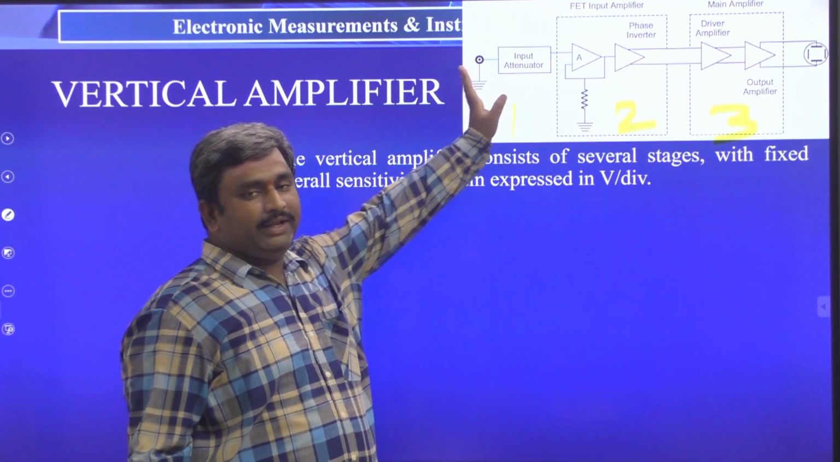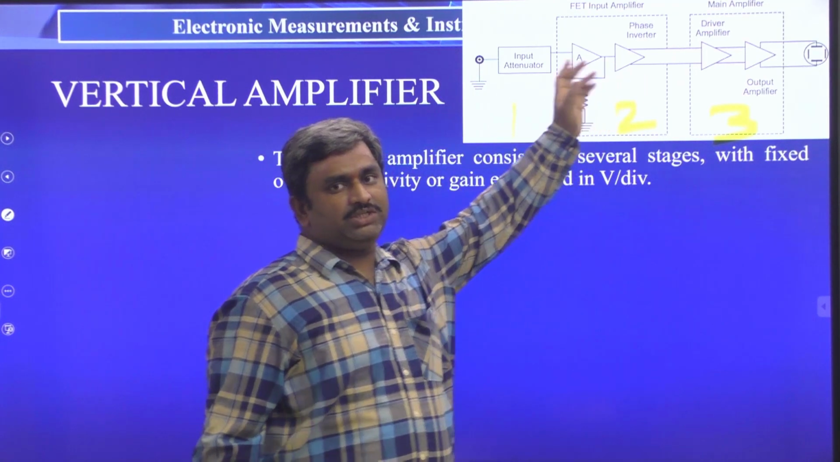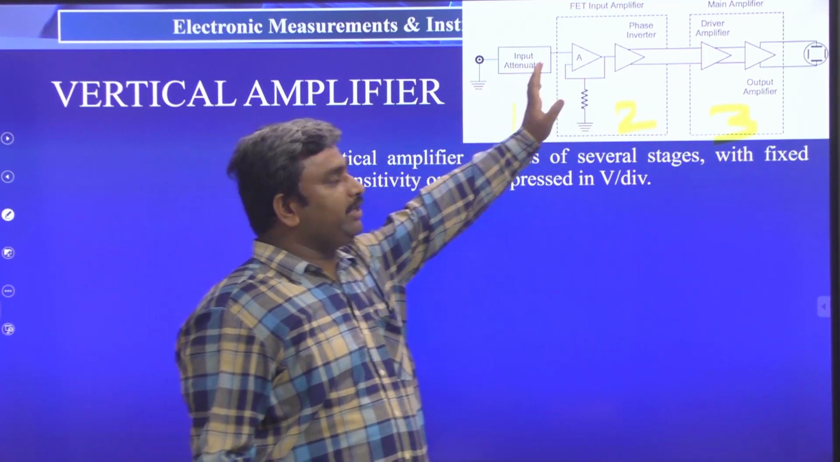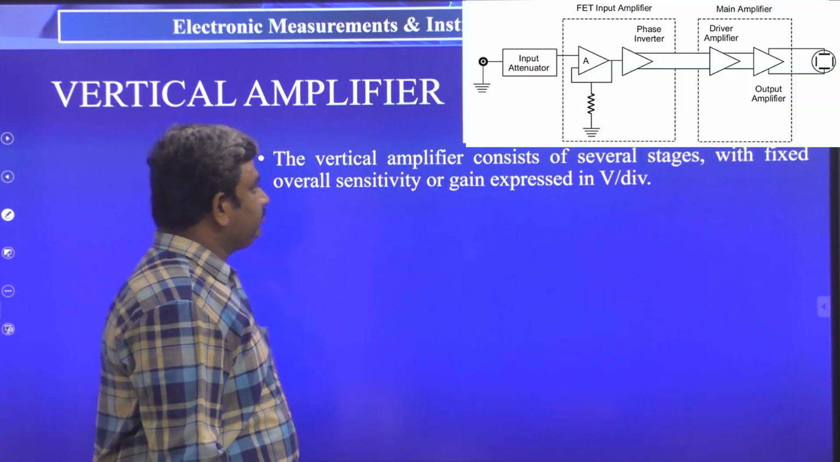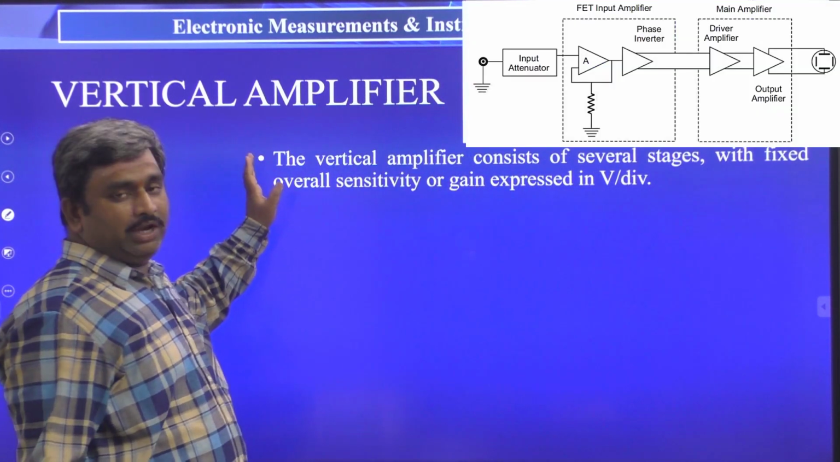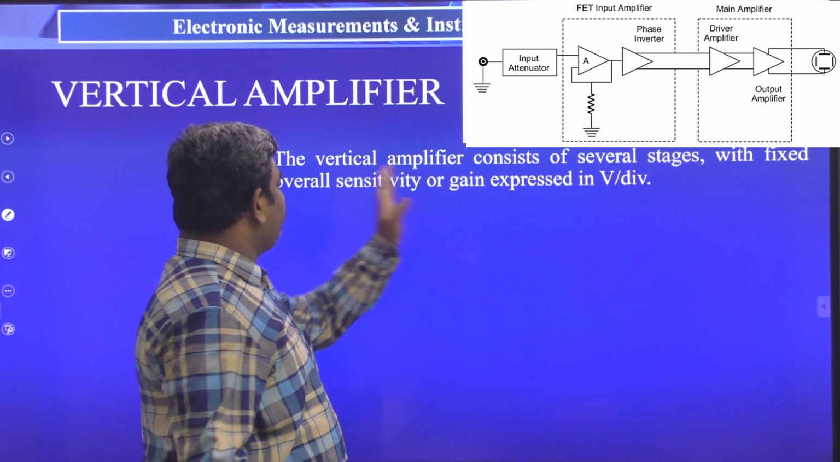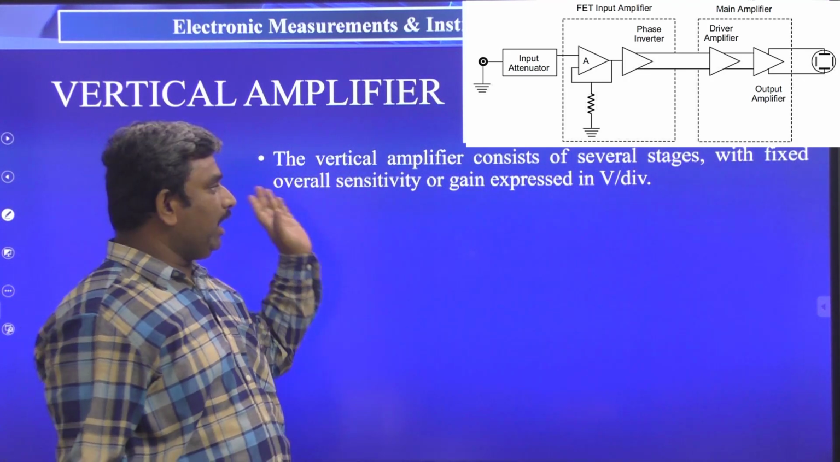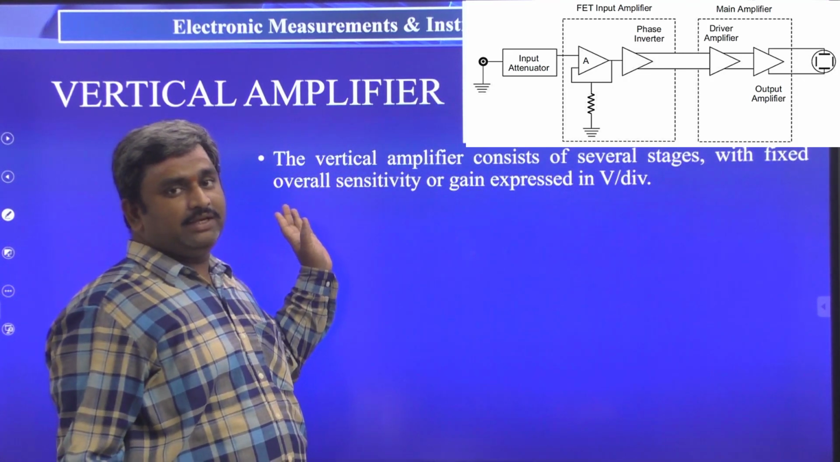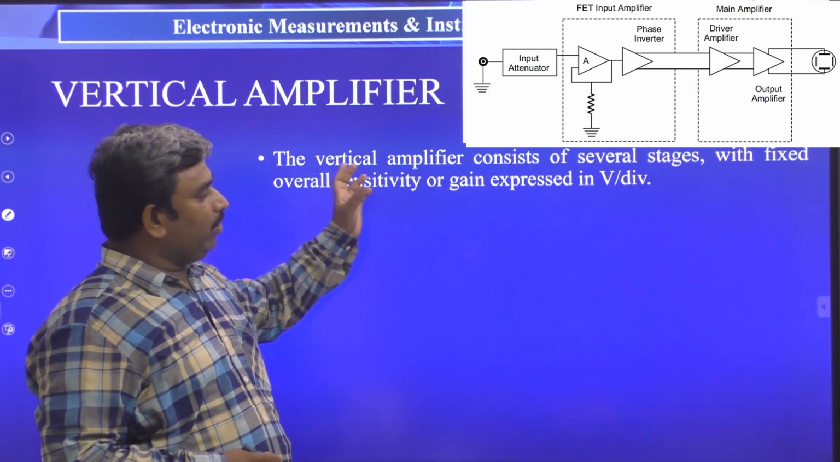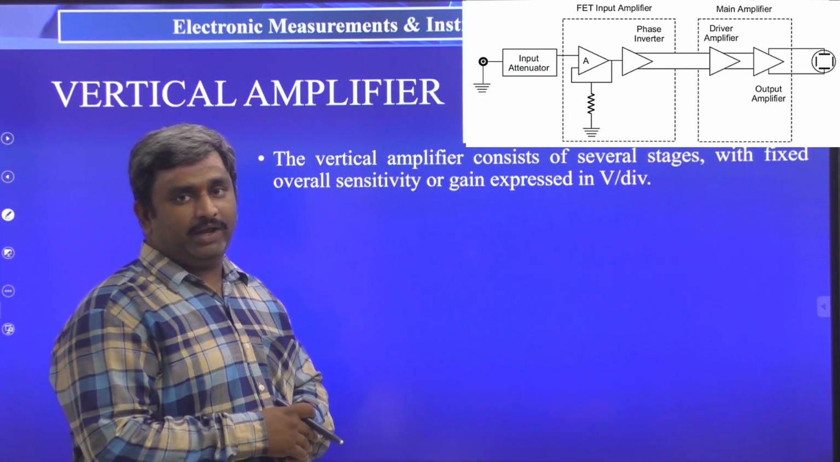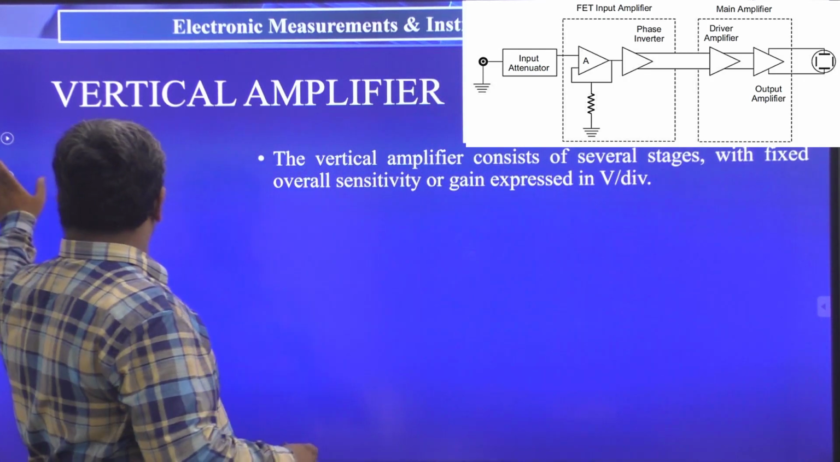And the vertical amplifier consists of three stages. First stage is the input attenuator, second stage the FET input amplifier, third stage the main amplifier. With a fixed overall sensitivity or gain, we are fixing some gain, and we express that gain in volts per division. So this is the first point.